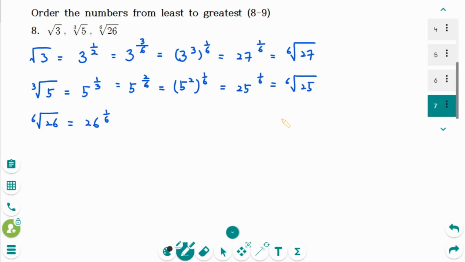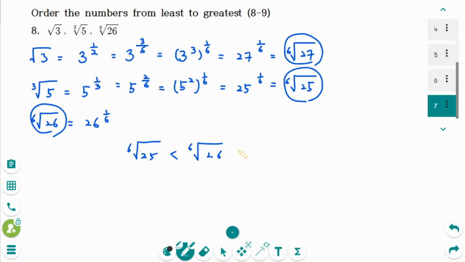Then compare these three numbers. When the indexes are the same, the larger the base, the larger the number. So 6th root of 25, then 26, then 27. So the final answer is cube root of 5, then 6th root of 26, then square root of 3.